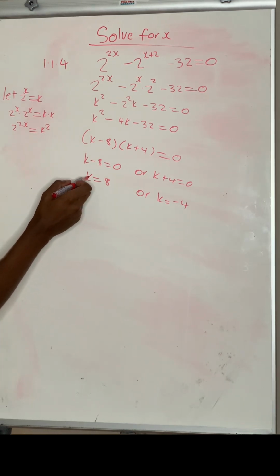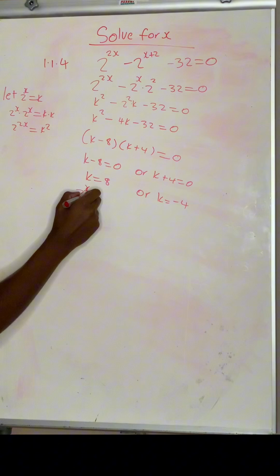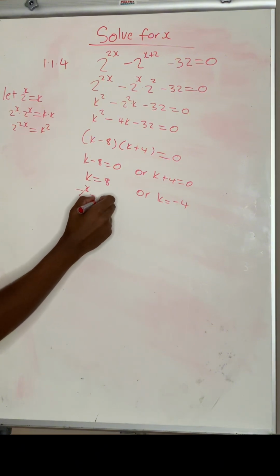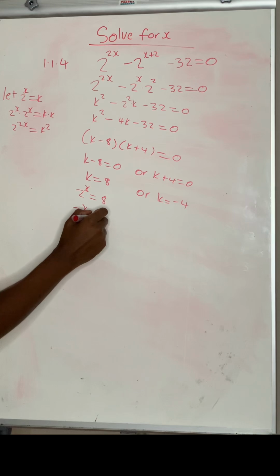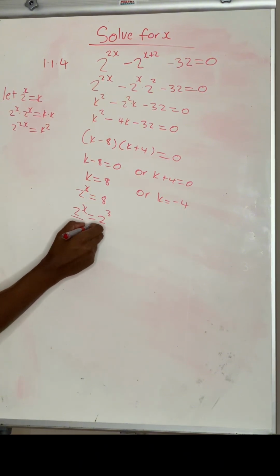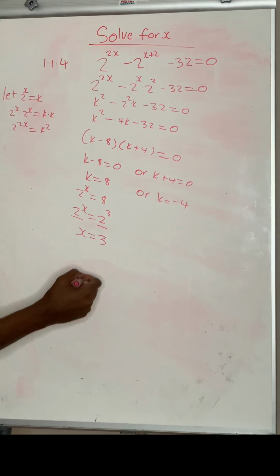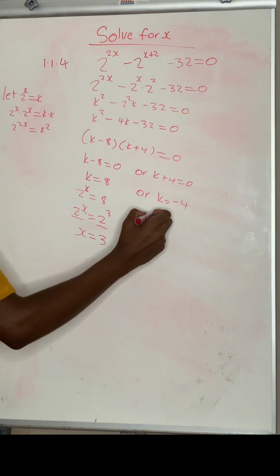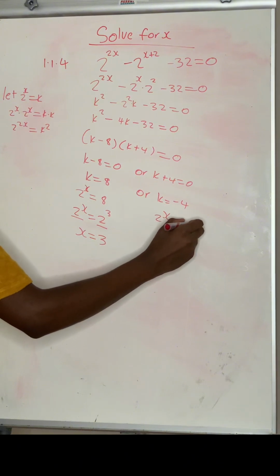But remember, we said k is actually 2 exponent x, so 2 exponent x is equal to 8. And then 2 exponent x is equal to 2 exponent 3. The reason why we change this to its prime base is that by the rules of exponents, when the bases are the same, you can then equate the exponents. And then k is equal to negative 4, so 2 exponent x is equal to negative 4.